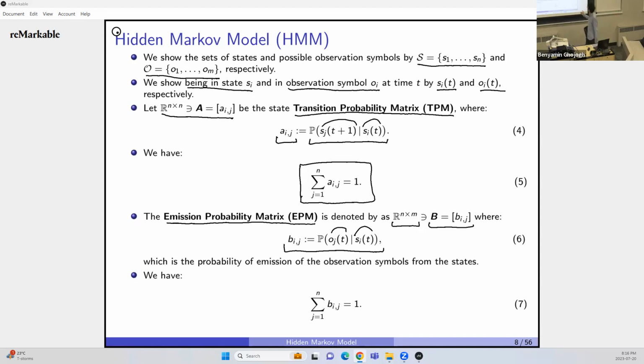Okay, so Bij, we have Aij, and again, this is the probability of emission. Bij is the probability of emission from Si, emission of Oj, right? And the summation of Bij, where j goes from 1 to n, should be 1. Why? Because from Si, I can go to several observations. If I sum over all of the possible observations that I go from Si, then it should be 1.